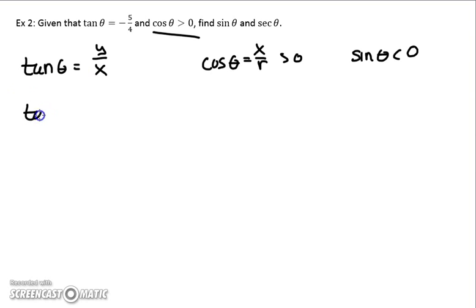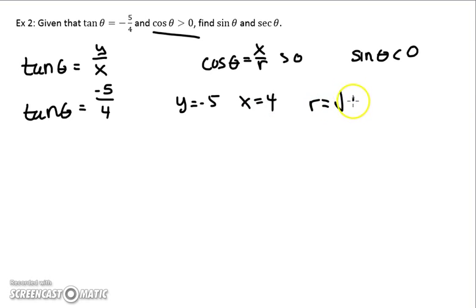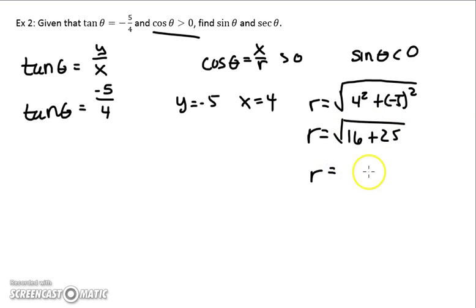So when we think about tangent being negative 5/4, we can think of it as negative 5 over 4 instead of 5 over negative 4, because they're telling us the cosine value has to be positive. So we know this is the y value, so y is negative 5. We know x is equal to 4, so we can find r, the square root of 4 squared plus negative 5 squared. So r is the square root of 16 plus 25, so r is equal to the square root of 41. So we know r, we know x, we know y.